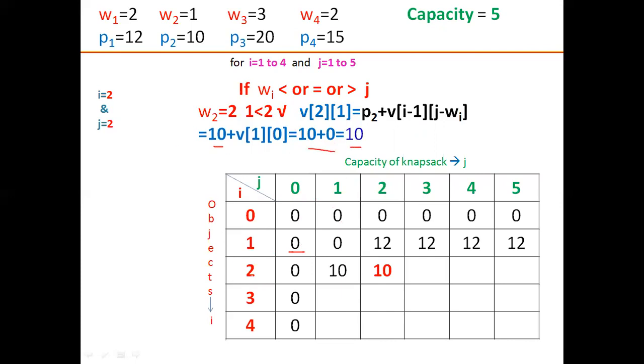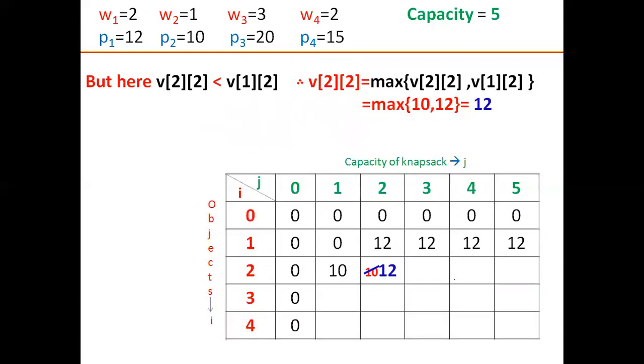So if we add W2 at capacity 2, I am earning the profit 10. But here I need to compare the current profit 10 with the previous profit 12. 10 is less than 12. So comparing my current profit with the previous profit, 12 is the maximum. That is, my previous profit is greater than my current profit. So I should not take the current profit. I have to go for the previous profit. So now my final profit is 12.